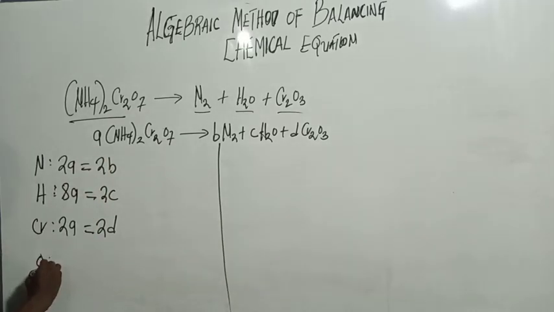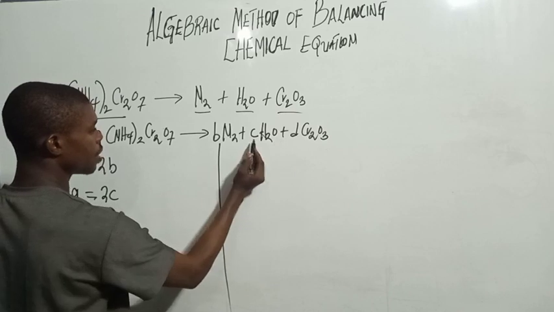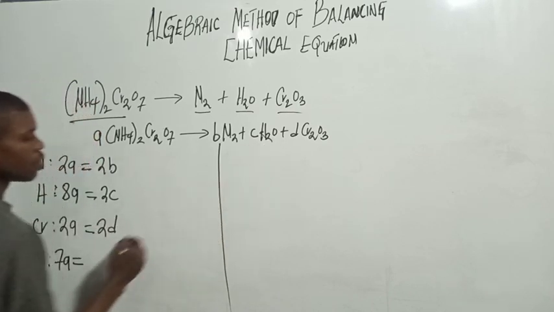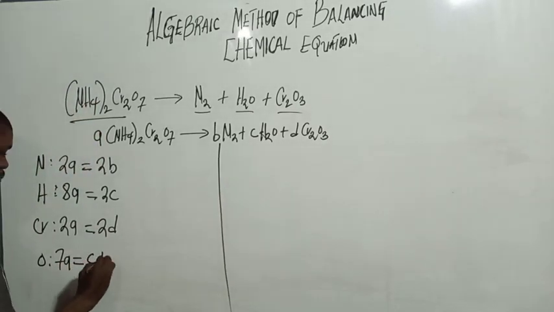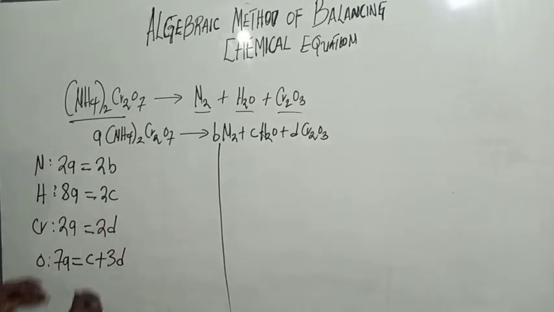7 times A is what? 7 what? A equals to. How many oxygen do you have here? Here we have 3. Okay, here we have 1. So going to be C plus 3D. Do you see that? So this is the equation here.